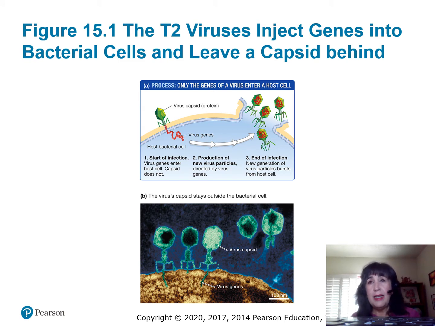So what they did is they labeled certain minerals that are found only in the information molecule. Phosphorus is only found in DNA, and sulfur is only found in proteins. So if the labeled sulfur was found inside of the E. coli cell, then we know that proteins are the information molecule. On the other hand, if labeled phosphorus was found inside, then we know that actually DNA is the information molecule.